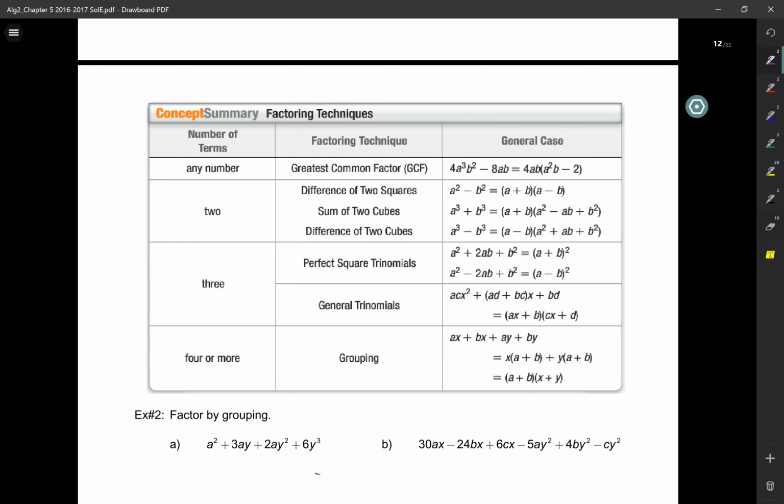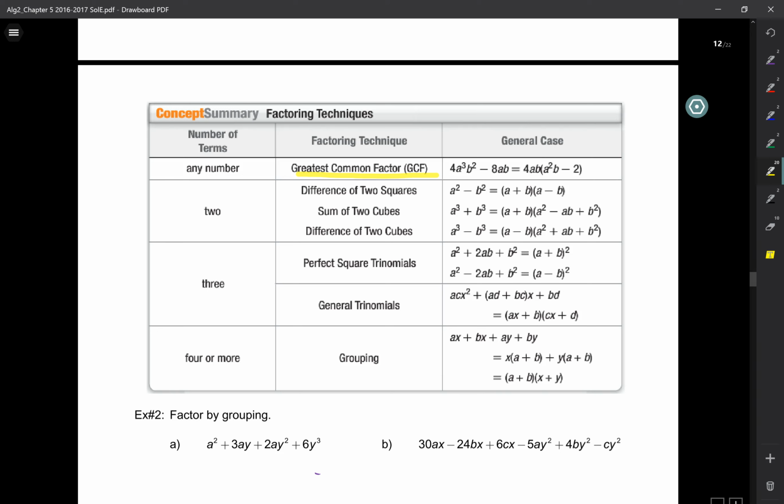All right, so you've now learned several factoring techniques. We've learned that we can factor out a GCF. You can do that anytime. It doesn't matter how many terms your expression has, you can always use factoring out the GCF.